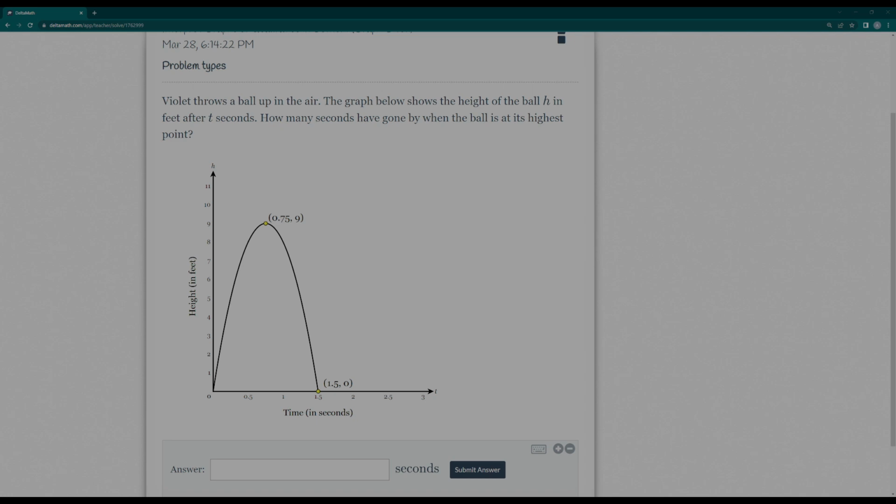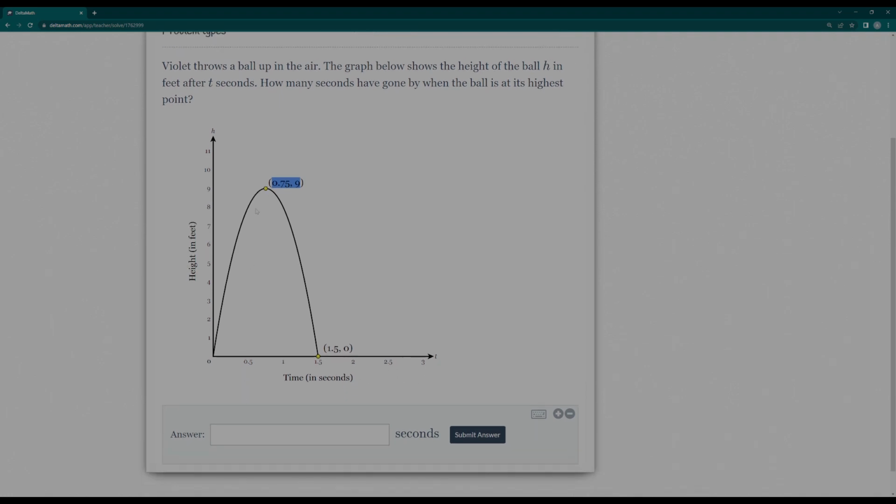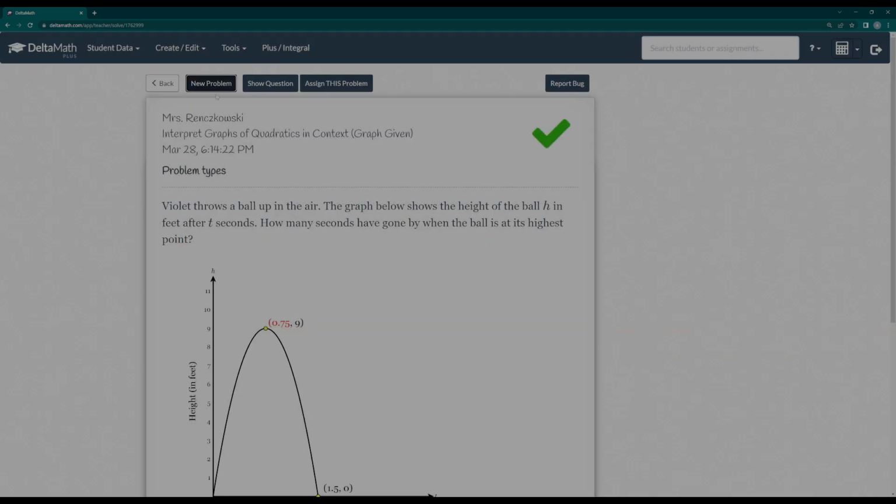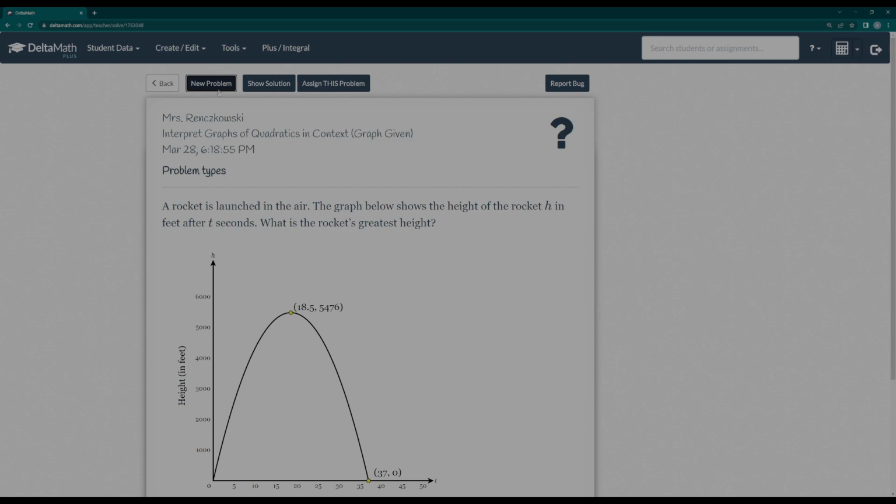So the highest is going to be the very top of this, which is 0.75 comma 9, and it wants to know the height. It wants to know the seconds though. If you look on the side, height is on the y-axis, time in seconds is on the x-axis. So we need the x value. So for this one, since it wants amount of seconds, it's 0.75 seconds. Hit submit and hit yes. So it's all about reading on this one.